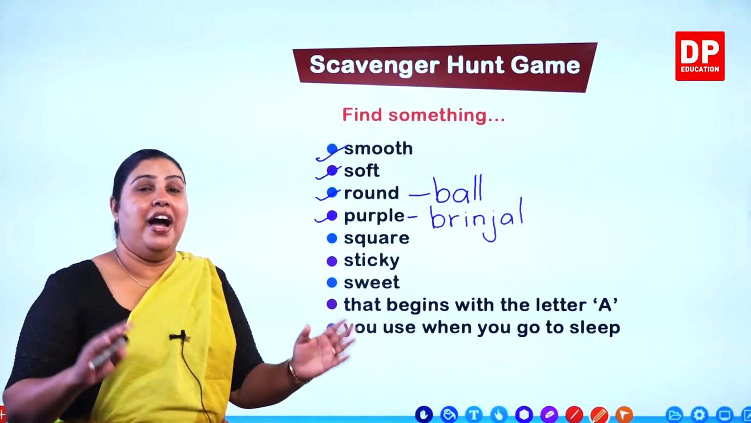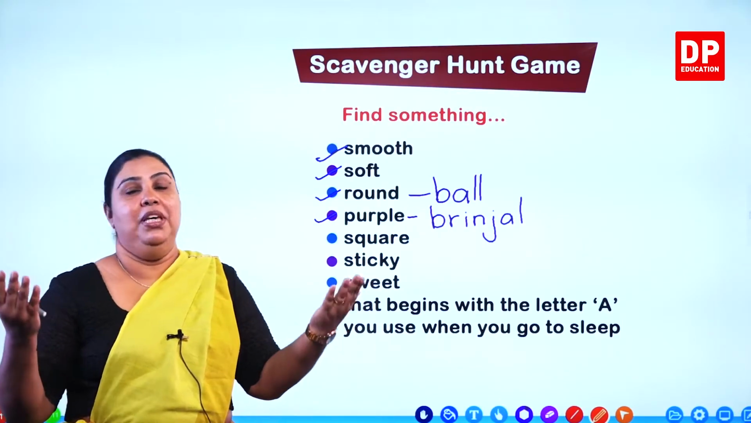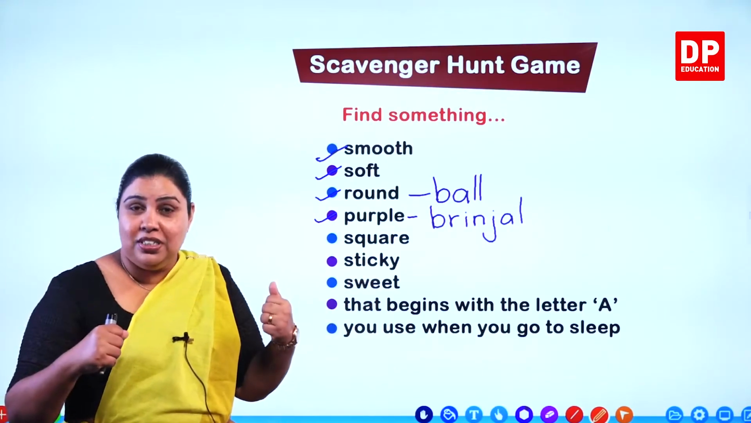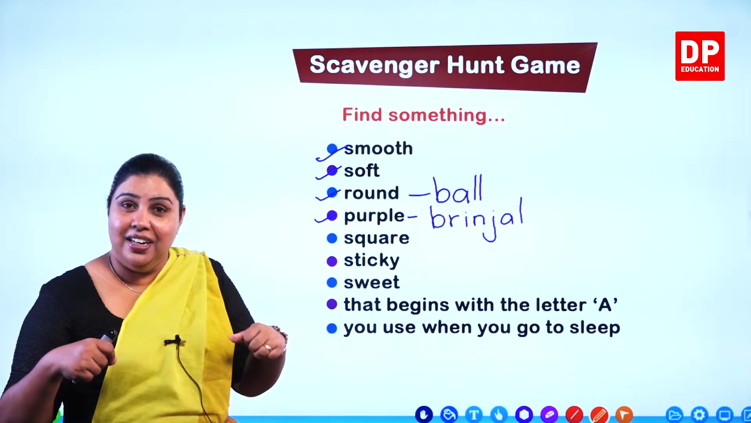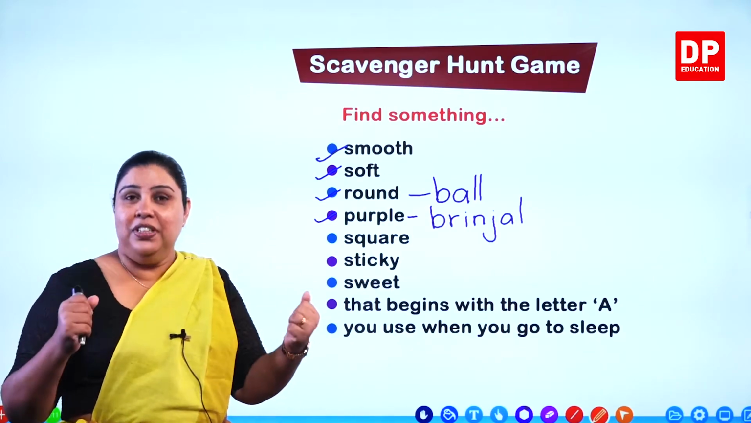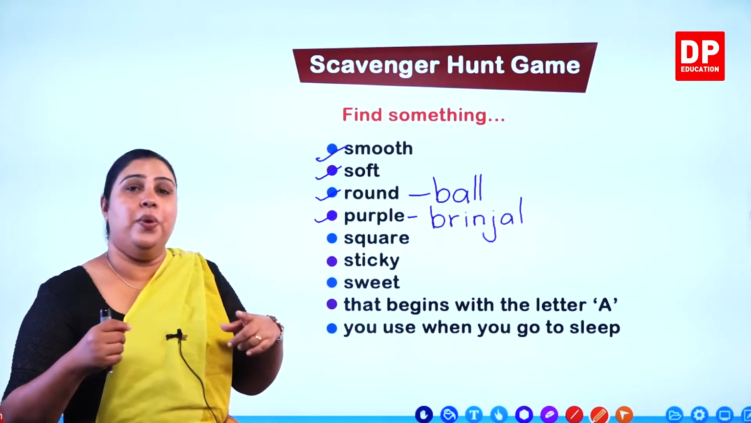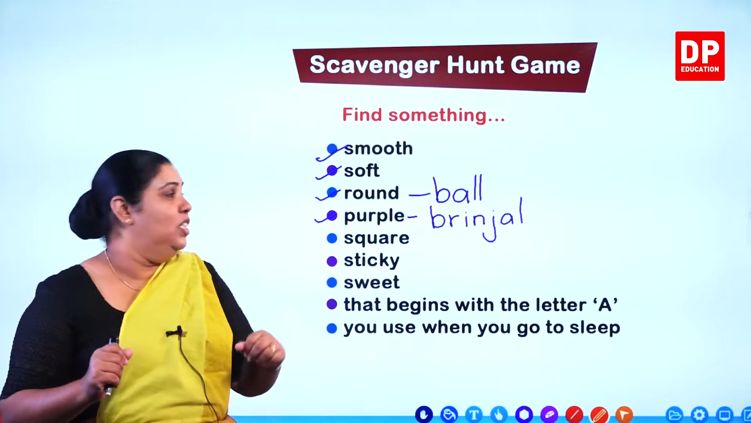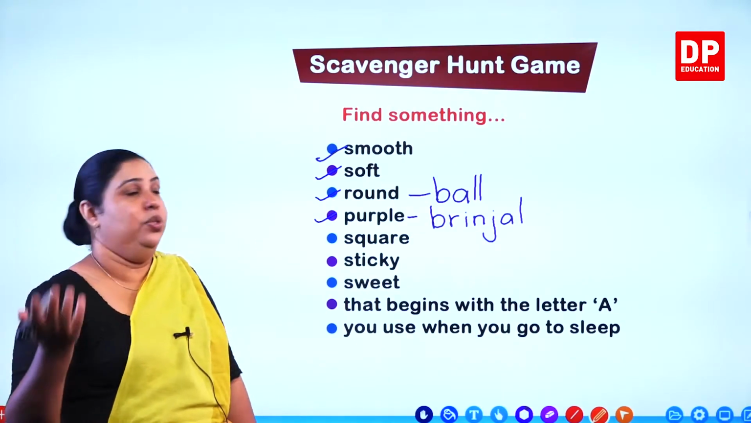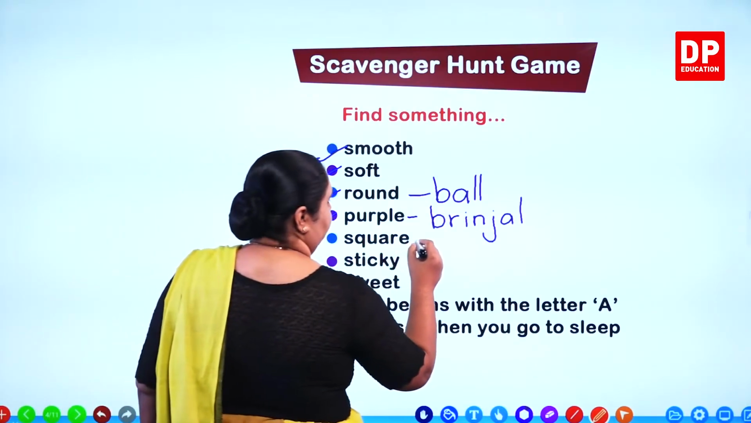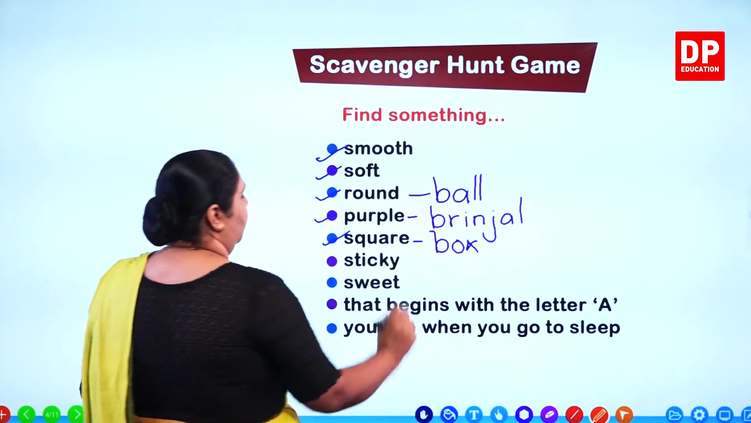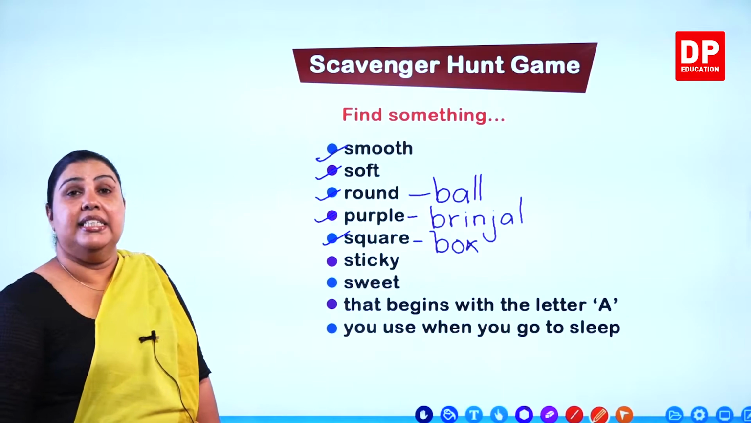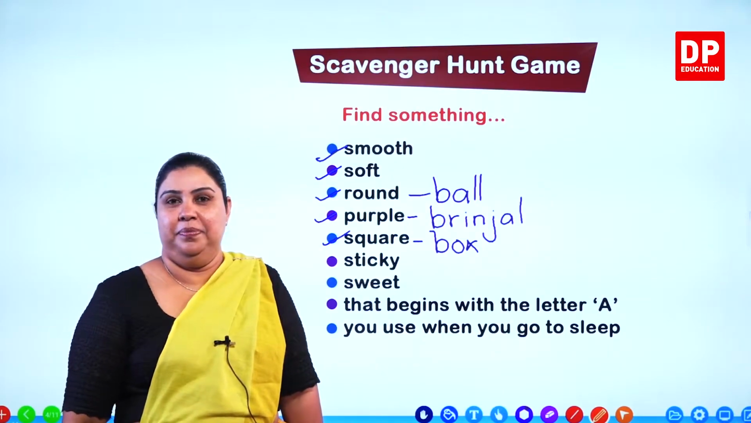When we say find something square, maybe you can bring your lunch box if it is square, another box which is square. Most of the time, the boxes are in square shape or rectangular shape. So something square. So you can bring a box and come. Maybe you can go look for a box. Something square. Then something sticky.